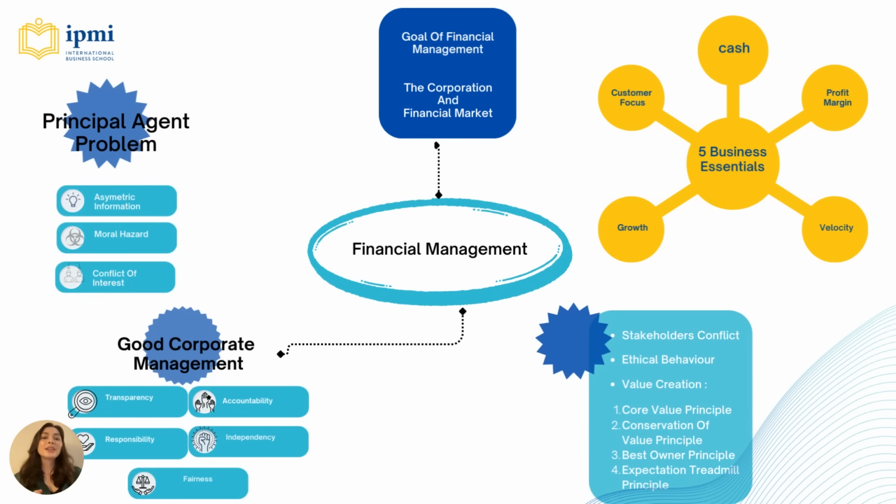Here, we also learn about the 5 business essentials, which include growth, customer focus, cash, profit margin, and velocity. We also learn about the goal of financial management, the corporation, and financial markets. We also have good corporate management and stakeholder conflict, which includes ethical behavior and value creation.